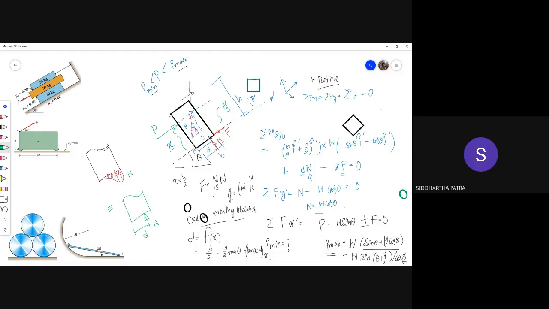So the fact is that even if you impose that theta is less than phi, so that it doesn't come down on its own, you have this thing always going above your b by 2. So you can see that it need not be passing through the middle, it can be anywhere.